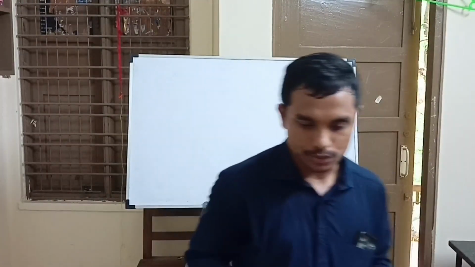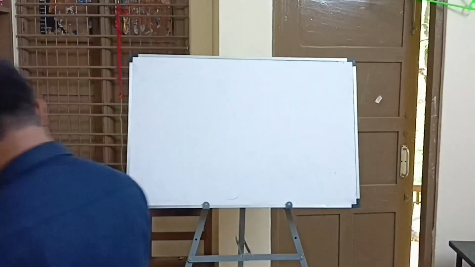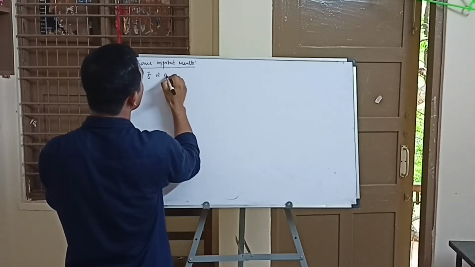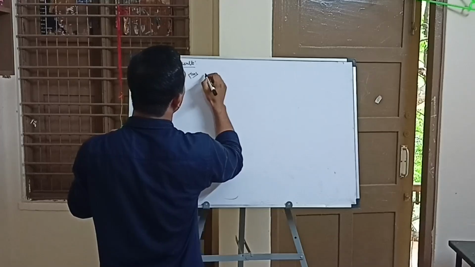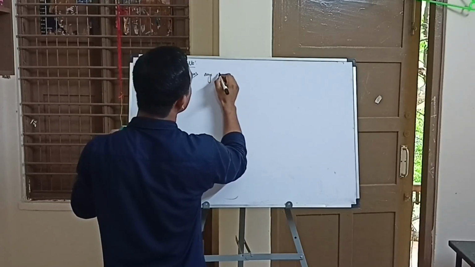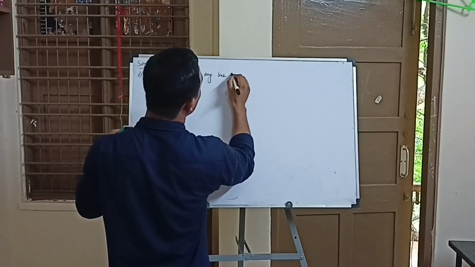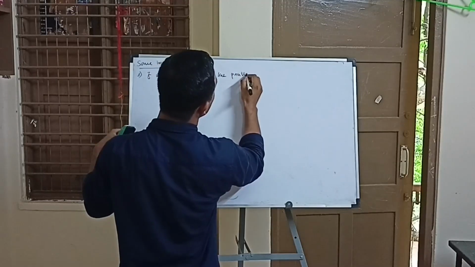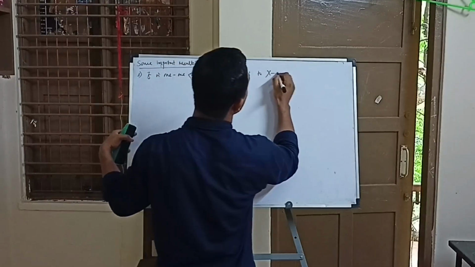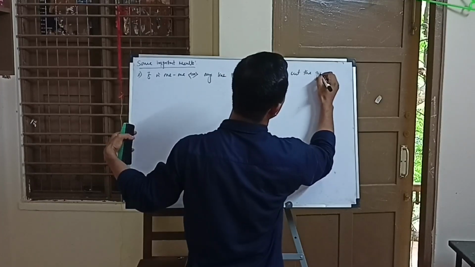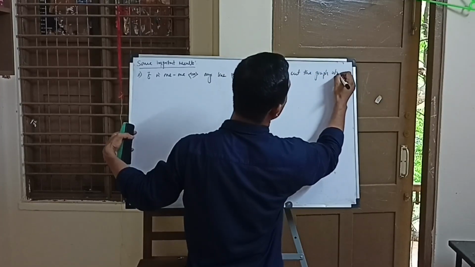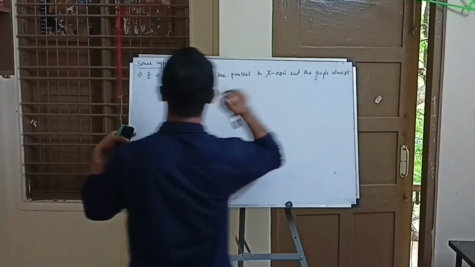Now next, move to another topic. f is one-one if and only if any line parallel to x-axis cuts the graph at most one point.